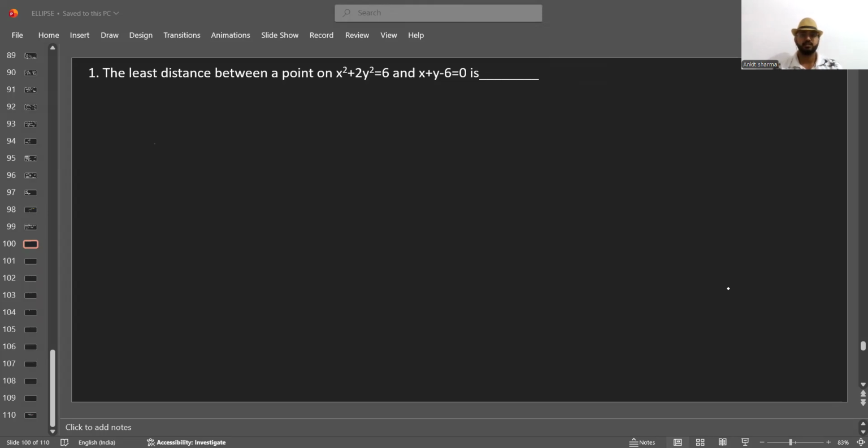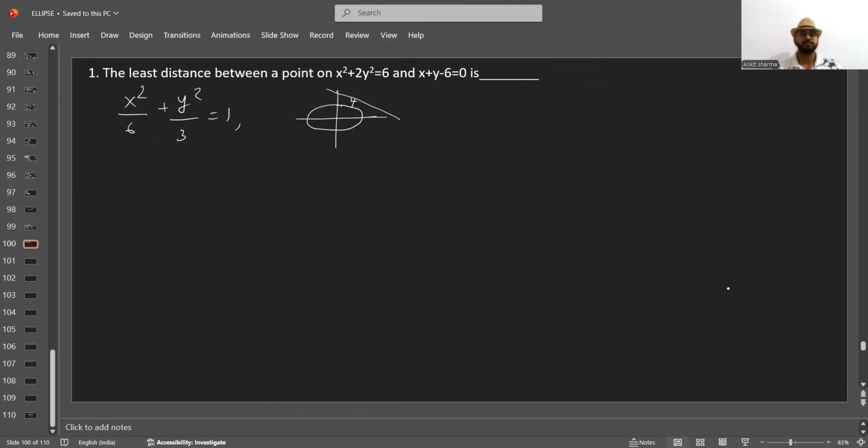So there is an ellipse here, which is x square over 6 plus y square over 3 is equal to 1, and then there is a line x plus y is equal to 6. This line must not touch the ellipse, otherwise the least distance would be 0. So we want the least distance.